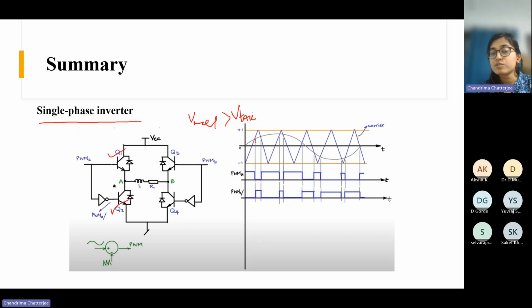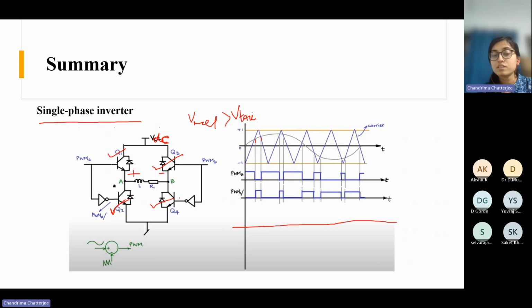If there is only one reference wave, then this is called bipolar SPWM. Why? Because in that case, whatever be the pulse of Q1, you will give the same pulse to Q4, and the pulses of Q2 and Q3 will be complementary to Q1 and Q4. This is called bipolar SPWM. Why is this called bipolar? Because in this kind of switching logic, if you plot the voltage across the load, VAB, you will see the voltage is either plus VDC or minus VDC. We will call this the DC link voltage VDC. So the voltage across the load will be either plus VDC or minus VDC. That's why this is called bipolar.